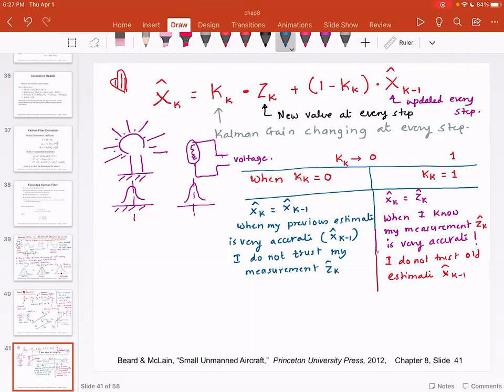So now let me ask you this fundamental question related to trust. How do I find out if something is trustworthy or not? Trust, in terms of digital signal processing, is actually a mathematical number. So what we are going to see is what exactly is going on at every iteration, whether your estimate is correct or your measurement is correct.